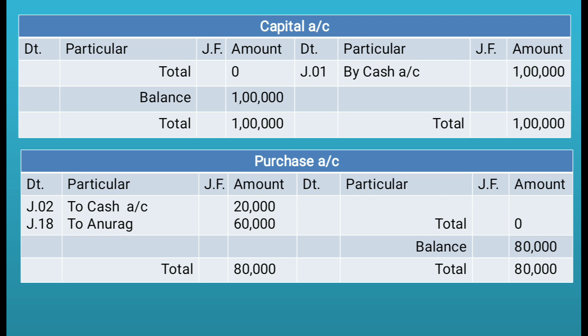Here you can see capital. The total of the capital credit side is 1 lakh, and that we have to write as a debit, and the balancing figure is 1 lakh, and the total was nothing. Only the total of the credit side was 1 lakh, but there was nothing in the debit side. Similarly, in the purchase account, every transaction appeared on the debit side. So that's why the total of the debit side of purchase was 80,000 and the total of the credit side was 0. That's why I have written the balancing figure there.